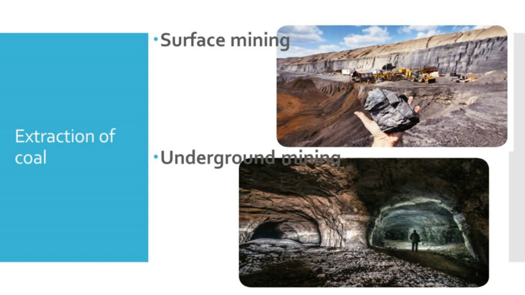Surface mining. If the coal beds lie within 22 feet of the earth's surface, the topsoil is removed and coal is dug out. This is called surface mining. Then, underground mining. In some places, coal beds are found very deep inside the earth. In that case, underground tunnels are made to get this coal. This is called underground mining or deep mining.